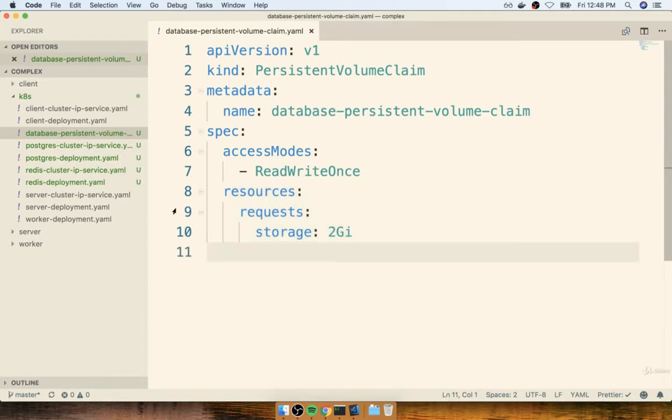Now, there's a couple of other options that we can add into this file that we did not, because we're going to rely upon the defaults. But these other storage options that we did not list out are pretty important to understand. So let's take a quick break.